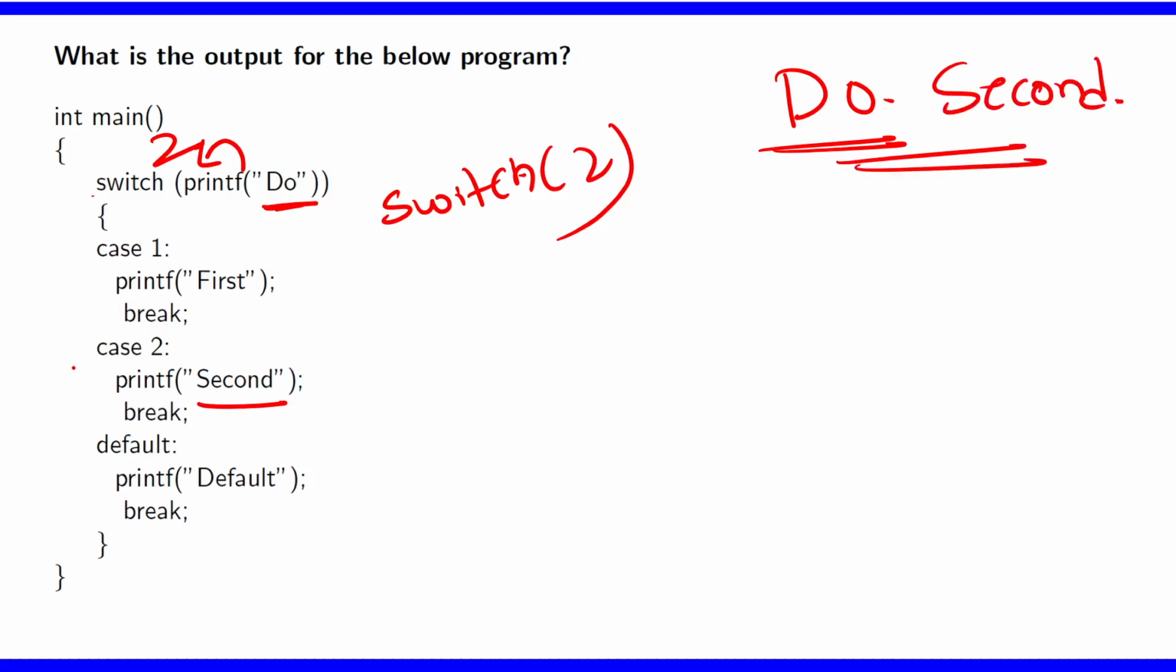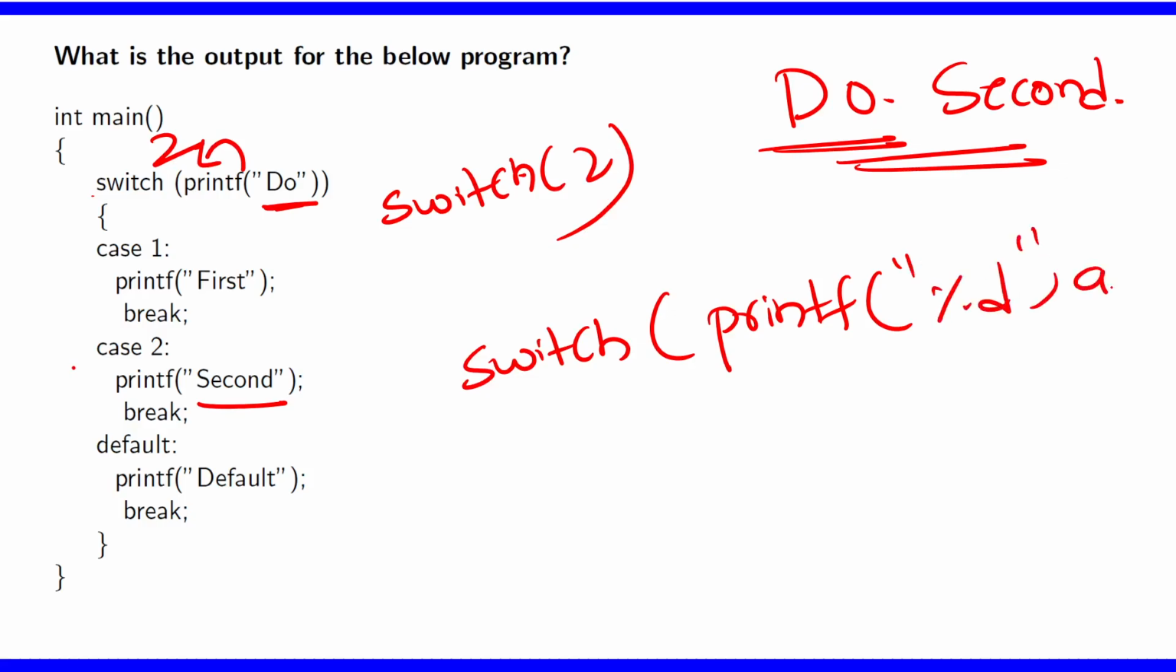This is the answer. Okay, printf will return a number. Suppose somebody might have this doubt: switch of, if I have printf with %d comma a, let's say this is the statement inside switch, where a is an integer, int a = 10.